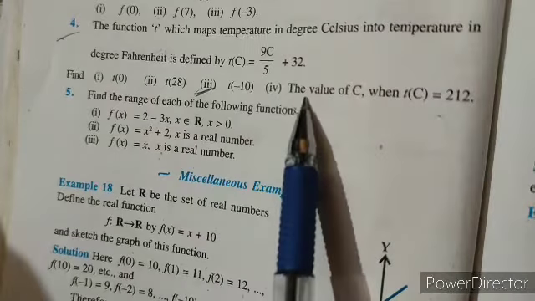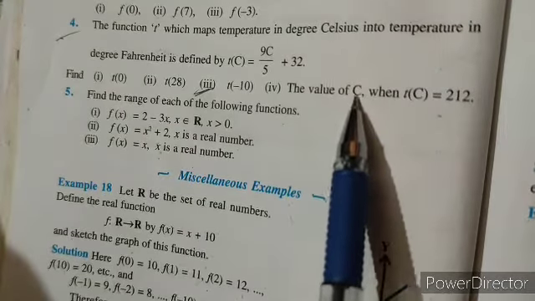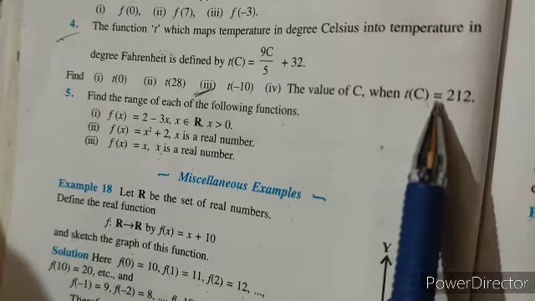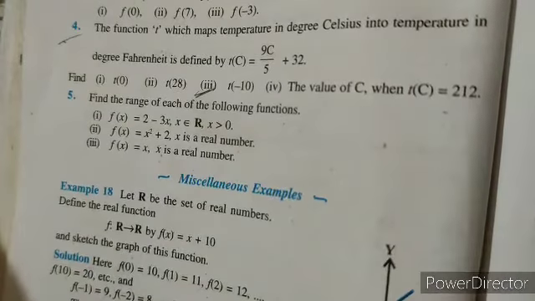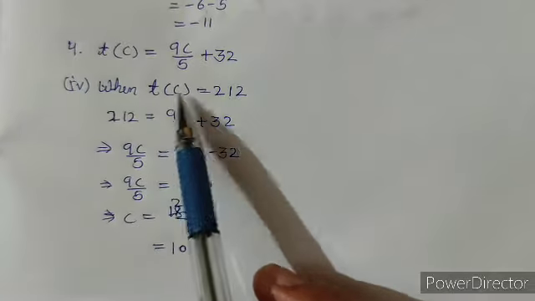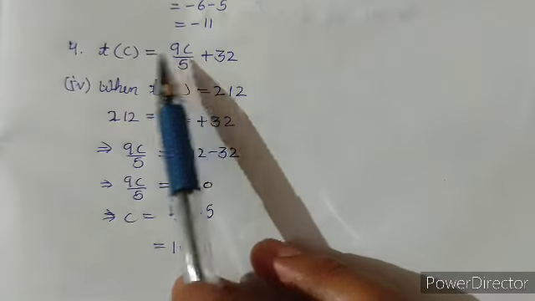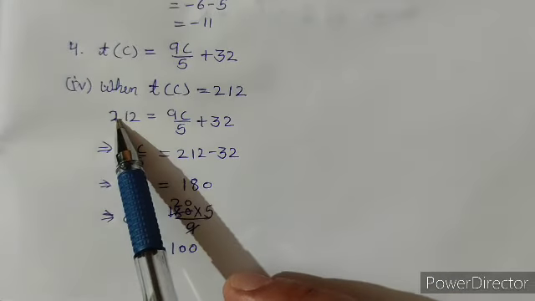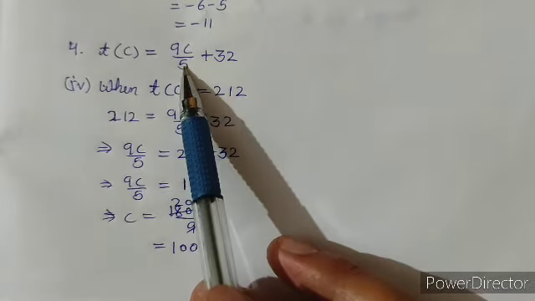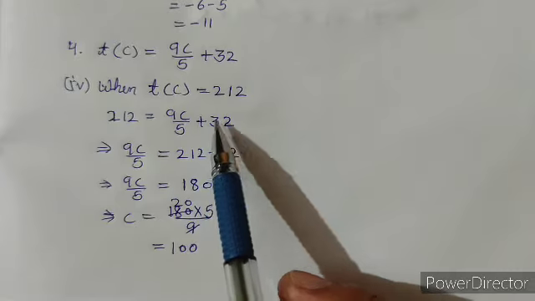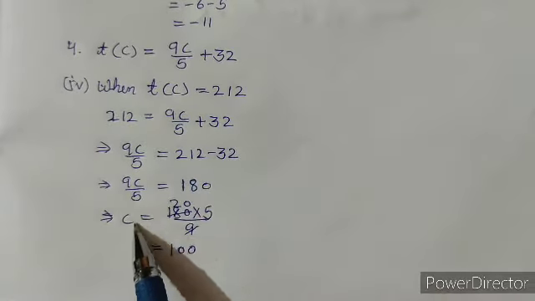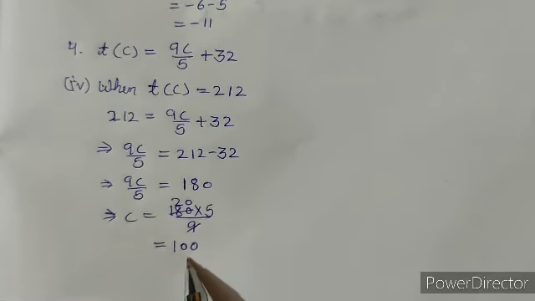Now in fourth part, we have to find the value of C when Tc is 212. So in place of Tc, we will take 212, and that will be equal to 9c upon 5 plus 32. And on solving this, we can get the value of C, and that is equal to 100.